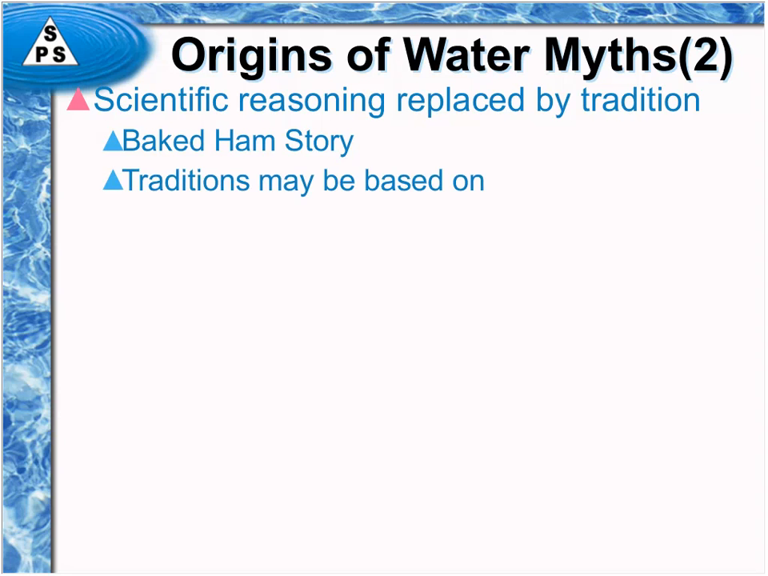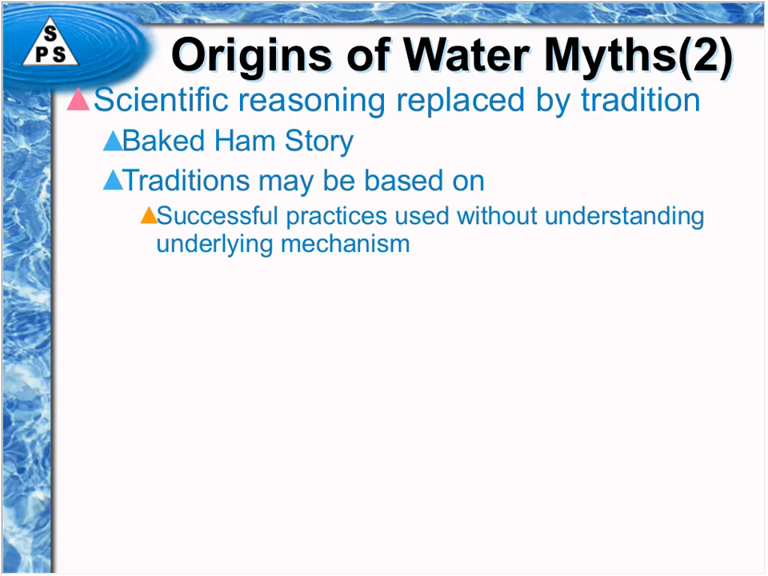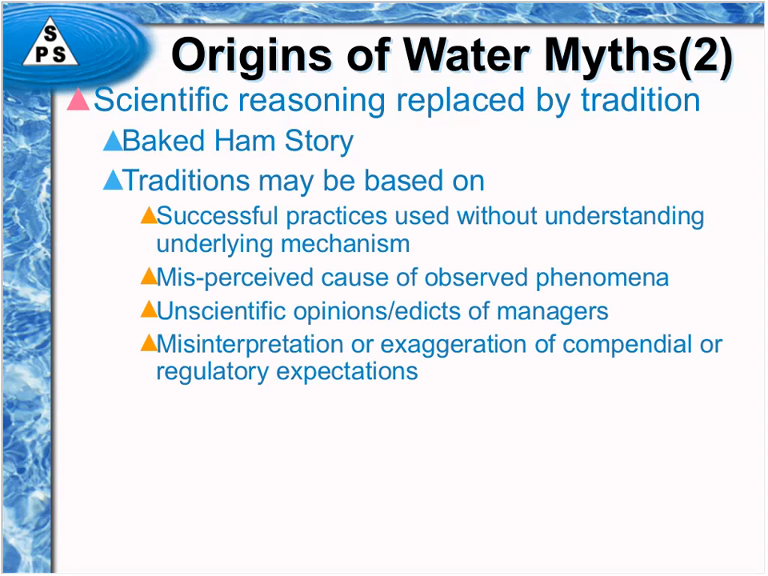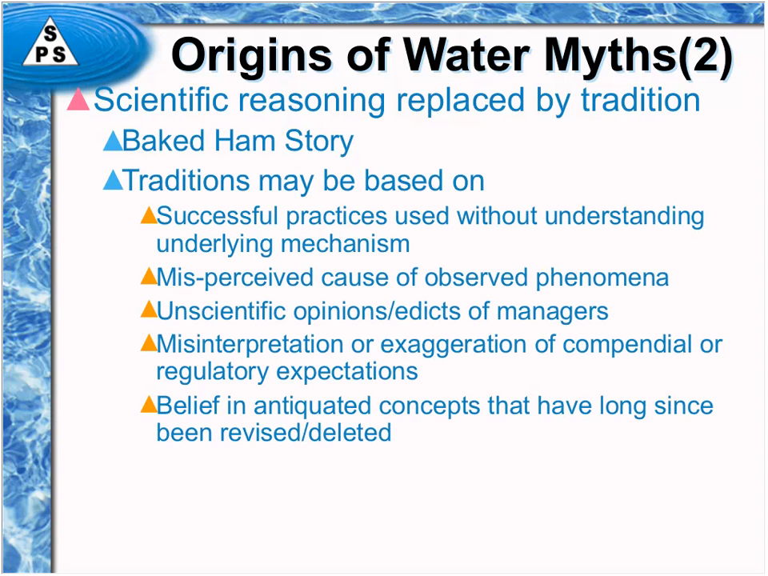So, here we go. Traditions sometimes may be based on successful practices that may be used without really understanding the underlying mechanism. It may be, like in the baked ham story, based on some misperceived cause of some observed phenomenon. Maybe it's from some unscientific opinion or edict that comes from management. That's been known to happen. Sometimes it's just a misinterpretation or an exaggeration of what is perceived to be a compendial or regulatory expectation.